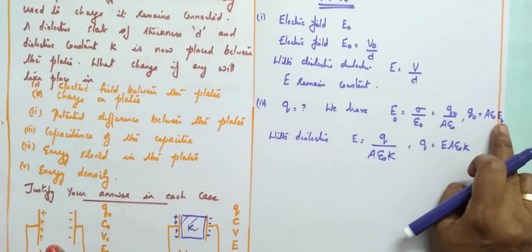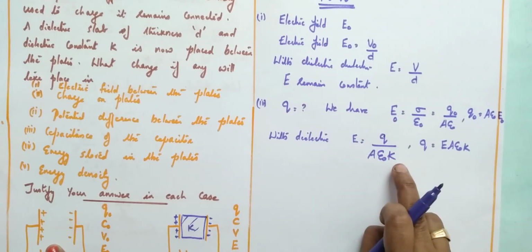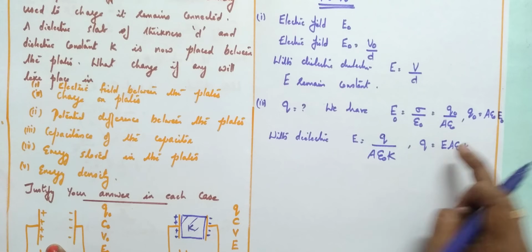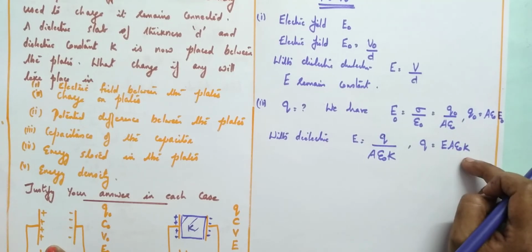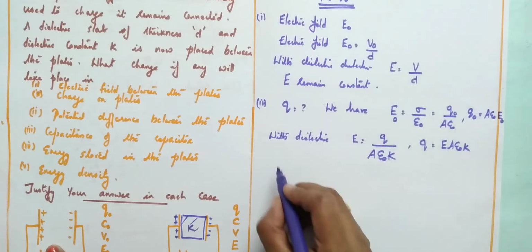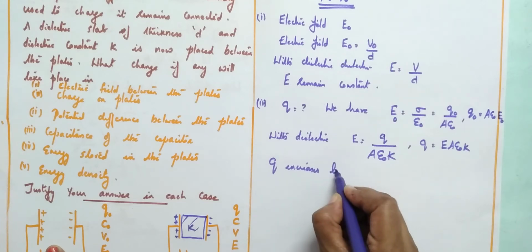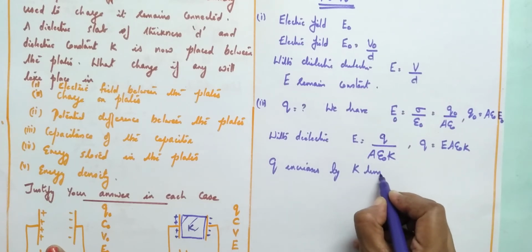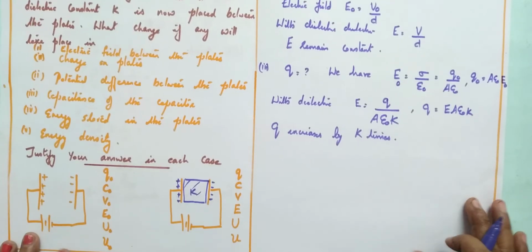With the dielectric, charge can be written as A epsilon 0 K into E. E and E0 remain the same. So what happens to charge? Charge becomes how many times? It increases K times. So charge increases by how many times? K times. Okay, children.